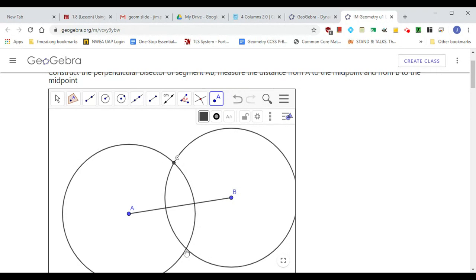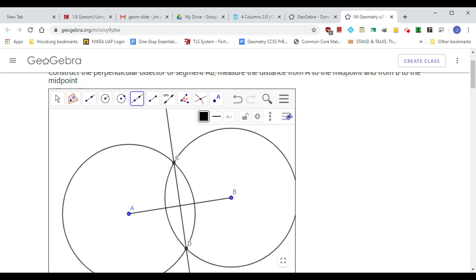Oh, I did clean it up. I left several tools on here, some that we've used before and some that we haven't used. So I did clean it up. It's just not as clean as maybe it used to be. And then I'm going to connect those points, and there it is.